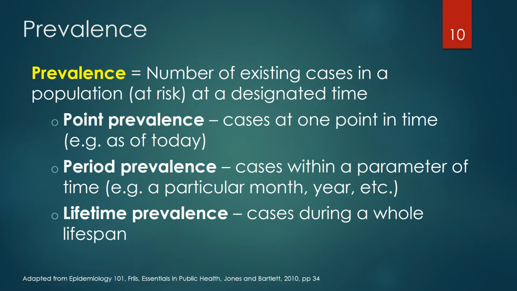Prevalence is defined as the number of existing cases in a population at risk at a designated time. There are several types of prevalence, including point prevalence, or cases at one point in time, for example, as of today. Period prevalence would be the number of cases present in a population within a parameter of time, for example, a particular month, year, etc. Lifetime prevalence is the number of cases present during a whole lifespan.